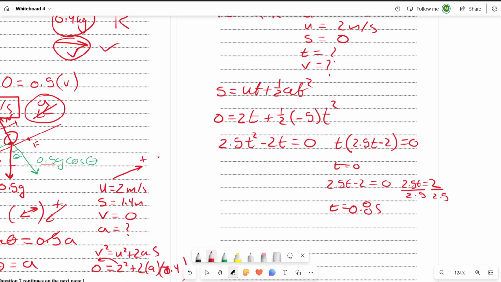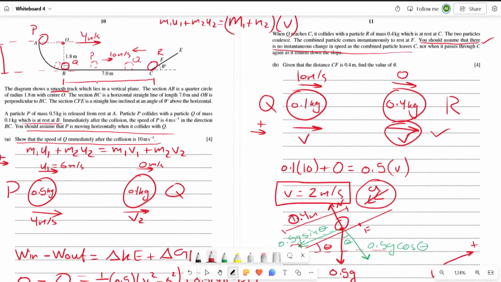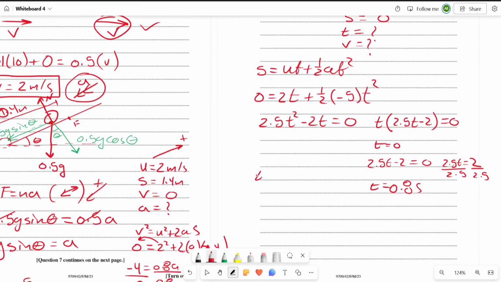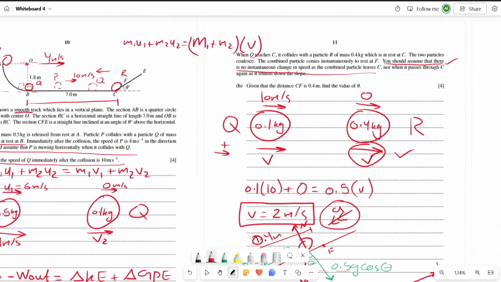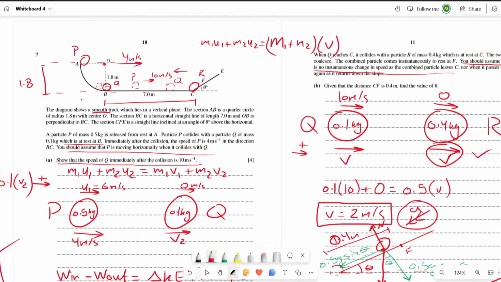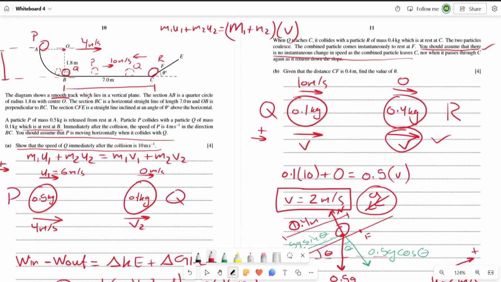So now, what I know is, first, it took 0.7 seconds for Q to move until it reached C. And then it took 0.8 seconds for the combined particle to move to F and then back down again. So the total time it took is 0.7 plus 0.8, which is equal to 1.5 seconds. So that is the time that has passed since the first ever collision. That is also going to be the same time that has passed for P. So let's see, 1.5 seconds after the collision, where is P?